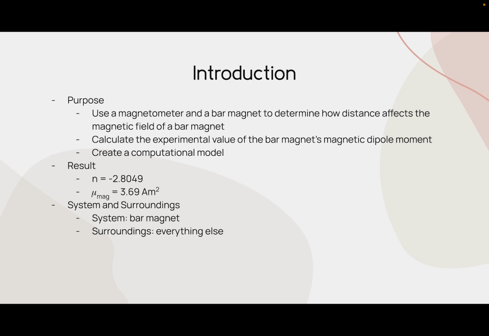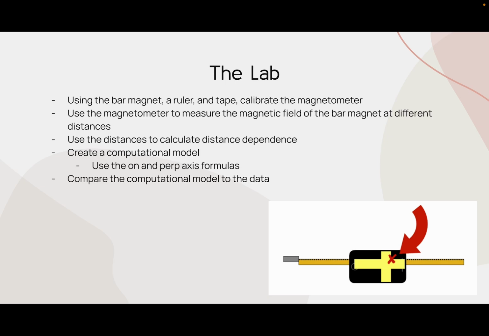The system for this lab is the bar magnet and the surroundings are everything else. The lab used the bar magnet, a ruler, and tape to calibrate the magnetometer first, and then we used the magnetometer to measure the magnetic field of the bar magnet at different distances, and used those distances to calculate the distance dependence. Based on those, we created a computational model using the on-axis and perpendicular axis formulas, and then compared the computational model to the data.